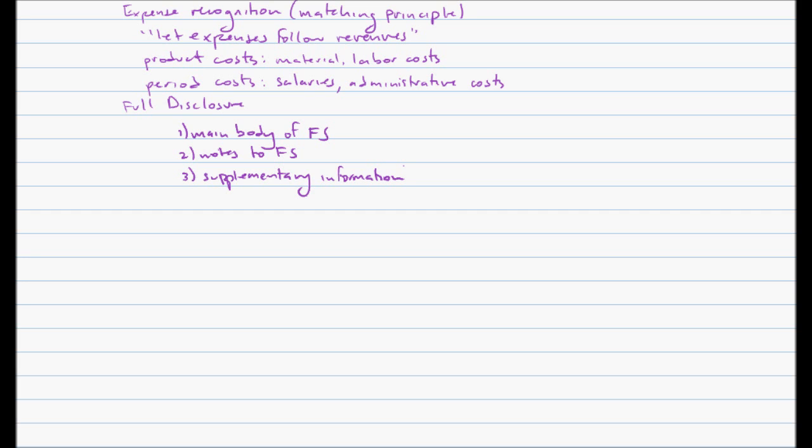Alright, so now we're going to talk about constraints. These are things that we have to consider when reporting financial information. Now the first two are really what is important, but I'm also going to talk about the last two. The first one is the cost-benefit relationship.